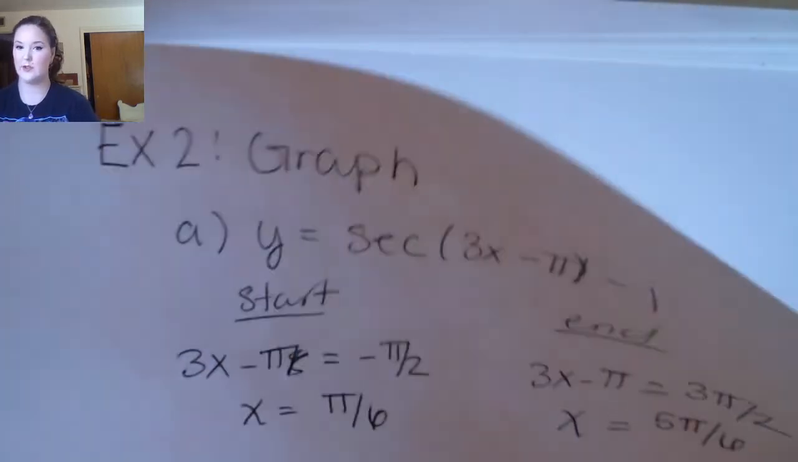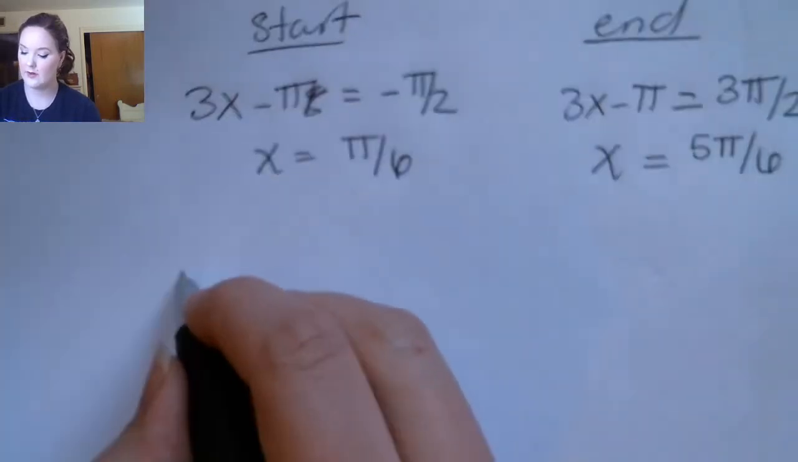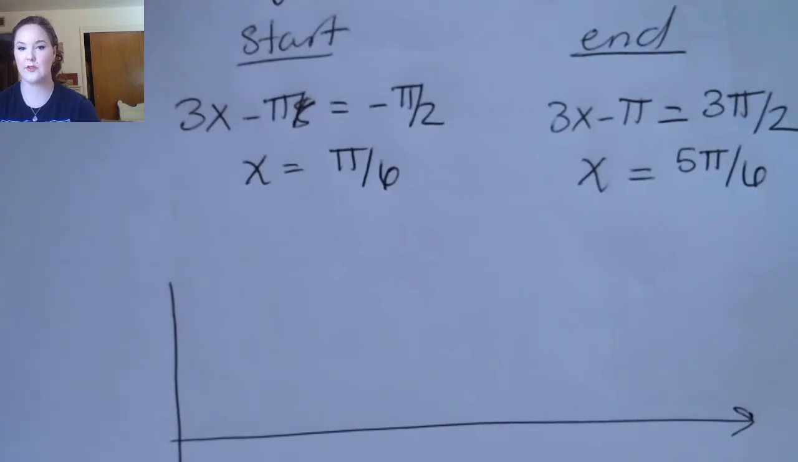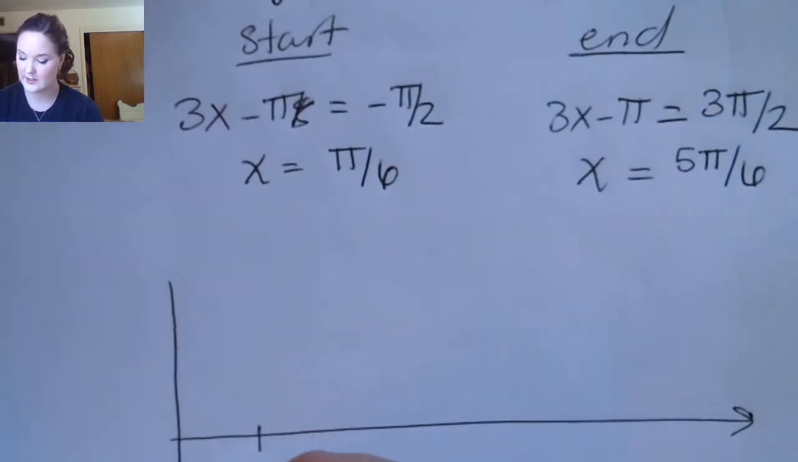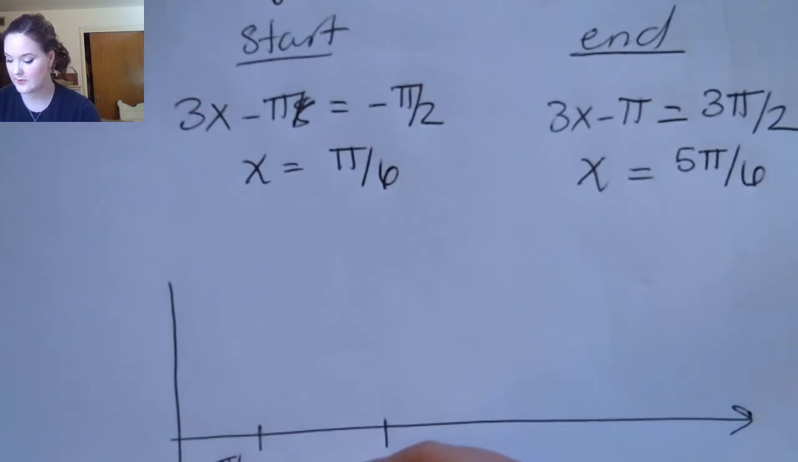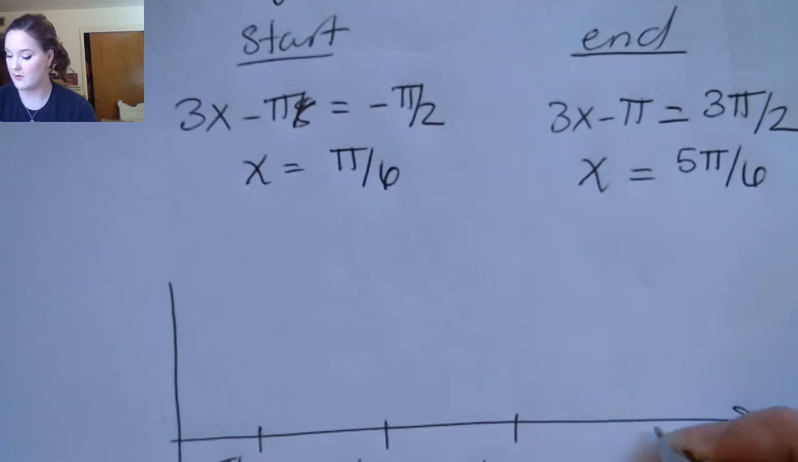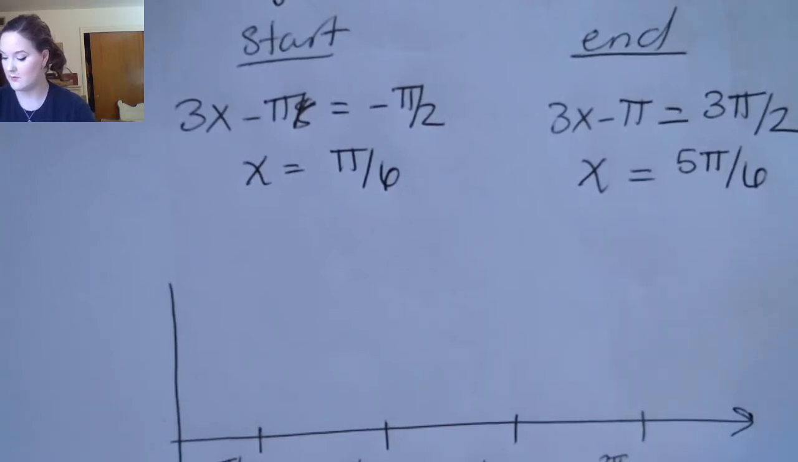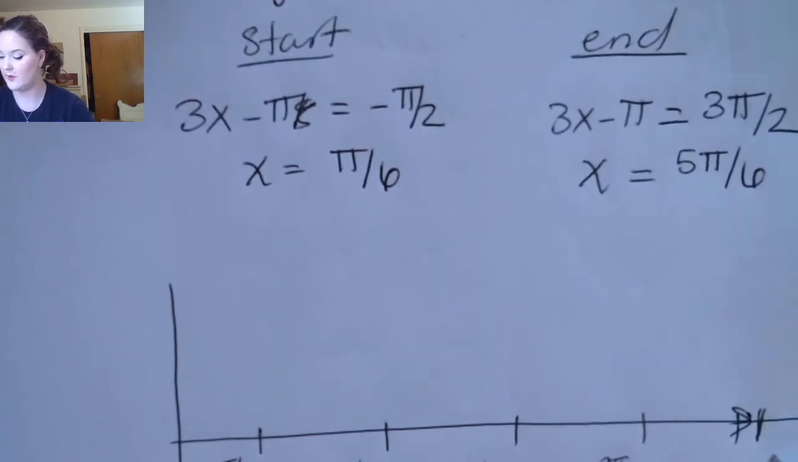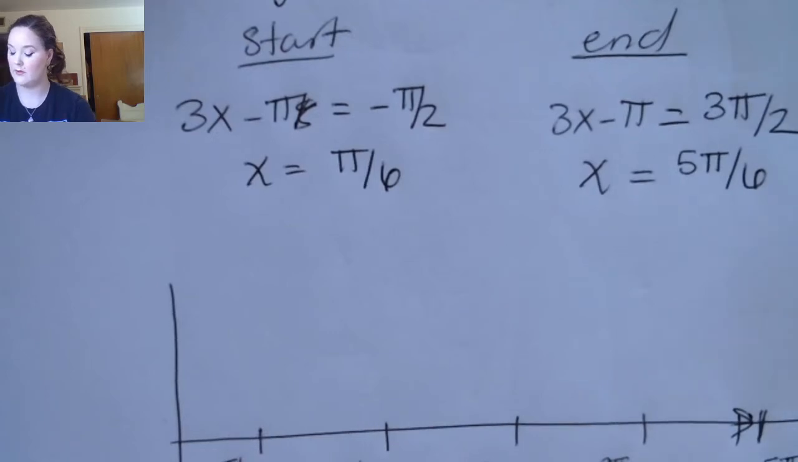So we're going to do our graph here. Because they're both over 6, we're just going to start labeling like that. So here's going to be 1π/6, then I'll have 2π/6, 3π/6, 4π/6, 5π/6. So that should be a little further out. So 1, 2, 3, 4, and 5.